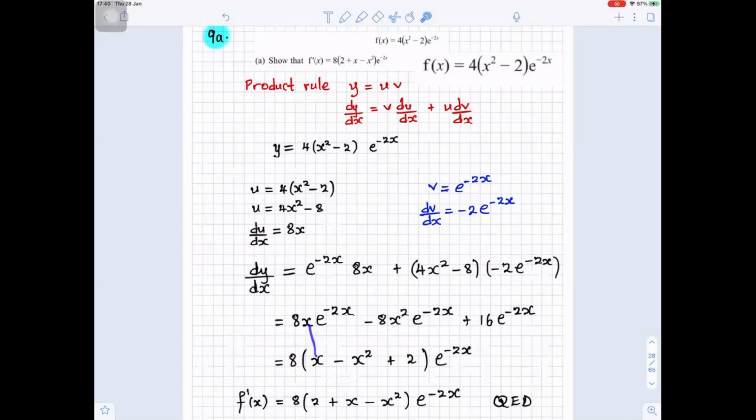Now you're left with x. There's e to the minus 2x, e to the minus 2x, e to the minus 2x. That comes out of the bracket. We put it in front, or you can put it behind, but we just want to do it the same as what they want in the question. So you end up with, and then you swap, the 2 can come at the front and this one goes in the middle. So you have f dash of x is 8 bracket 2 plus x minus x squared times e to the minus 2x. And then QED. It's Latin, which means as required to show.